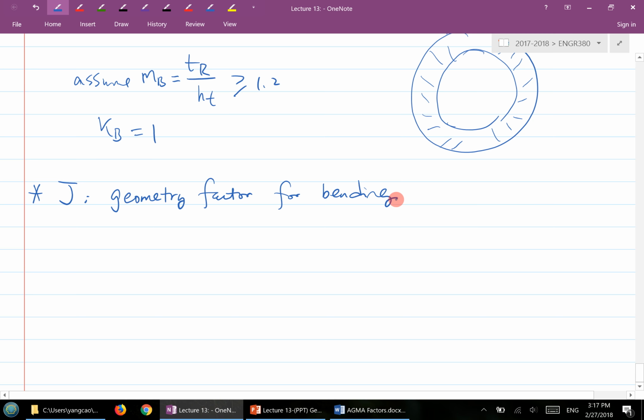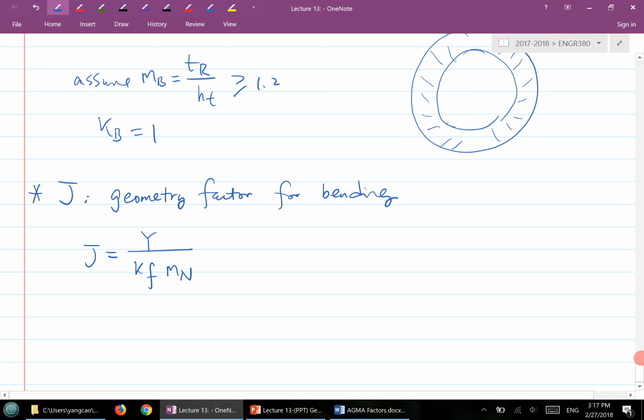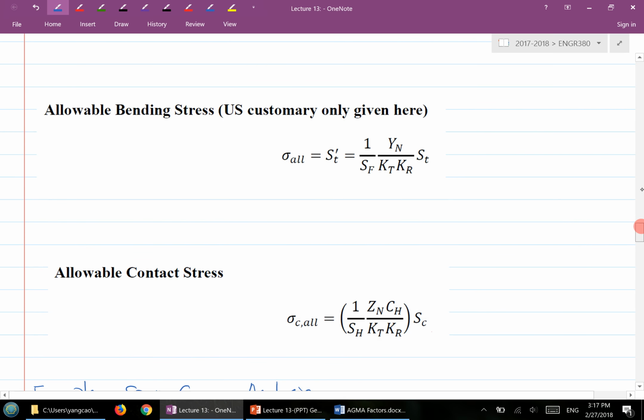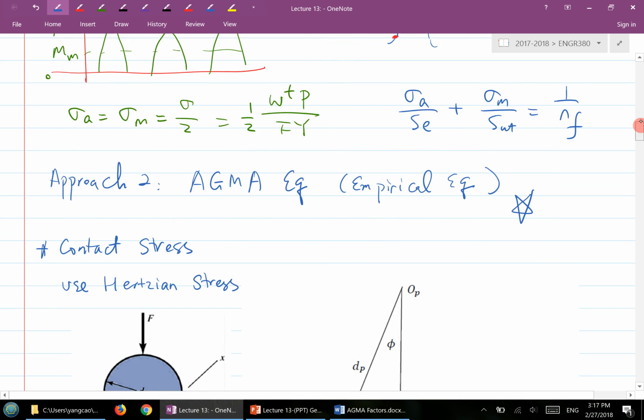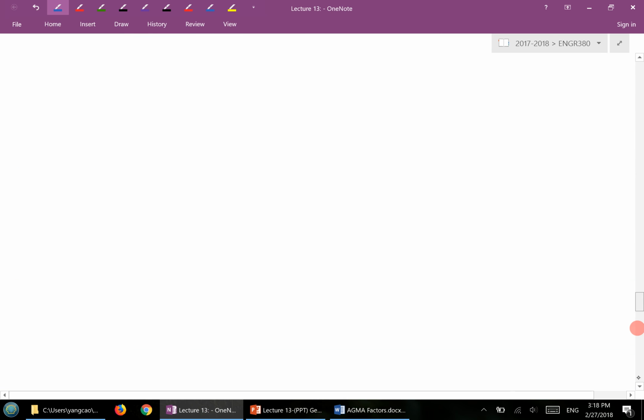Technically, there is a formula for J, but we don't need to use the formula. We're going to use a table for calculating J. So here's a little bit of story in terms of the J factor, the geometry factor. According to the original Lewis form factor, what's there? It's Y, right? It's the capital Y. It's not J. So that's why it's modified.